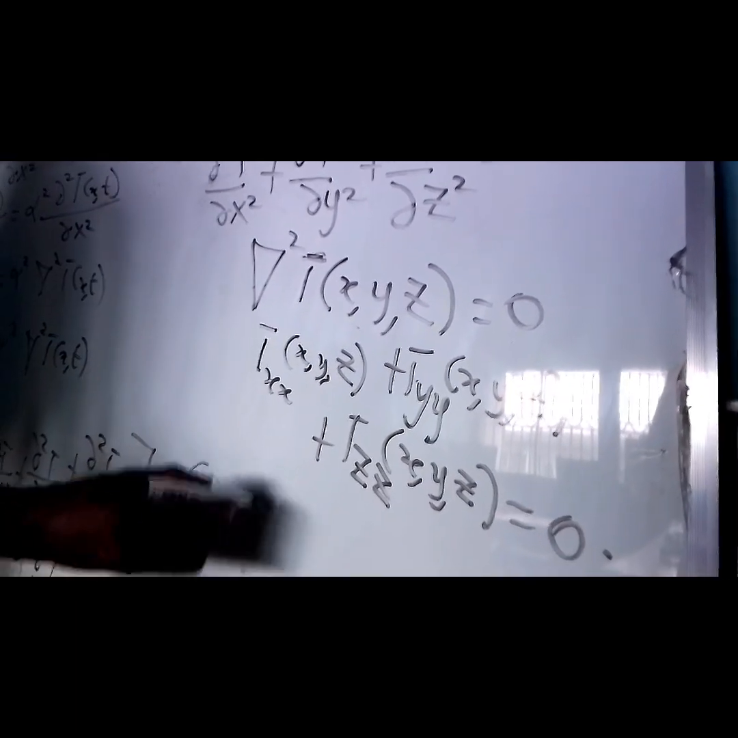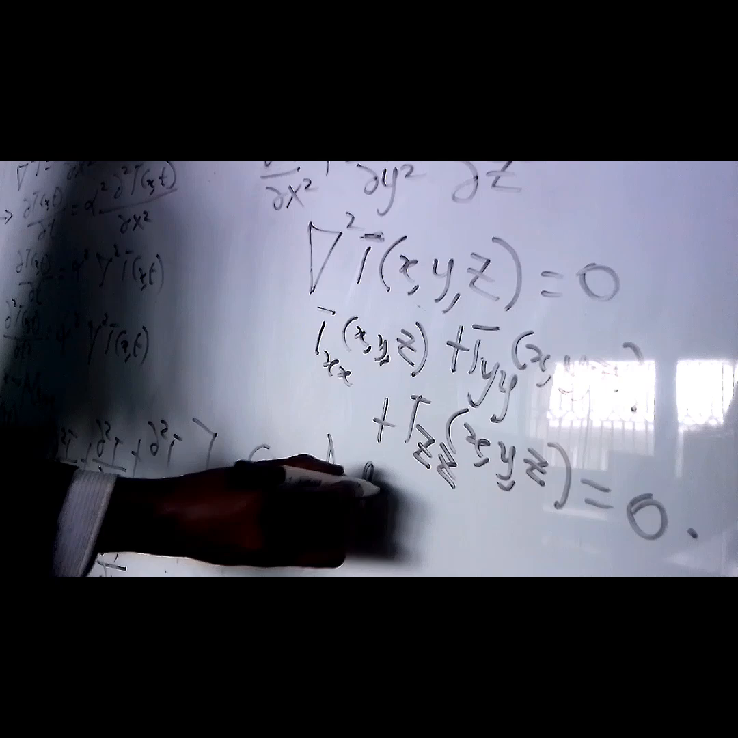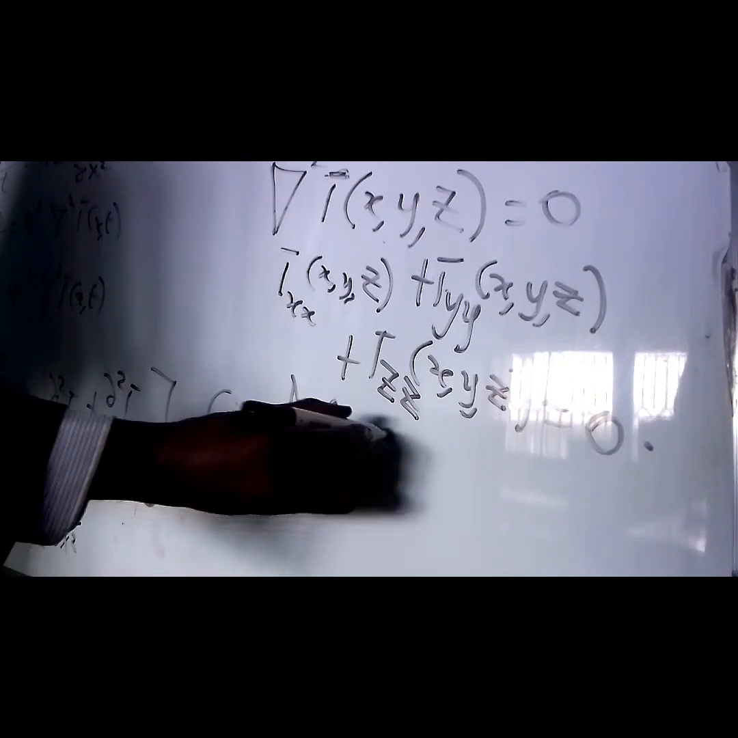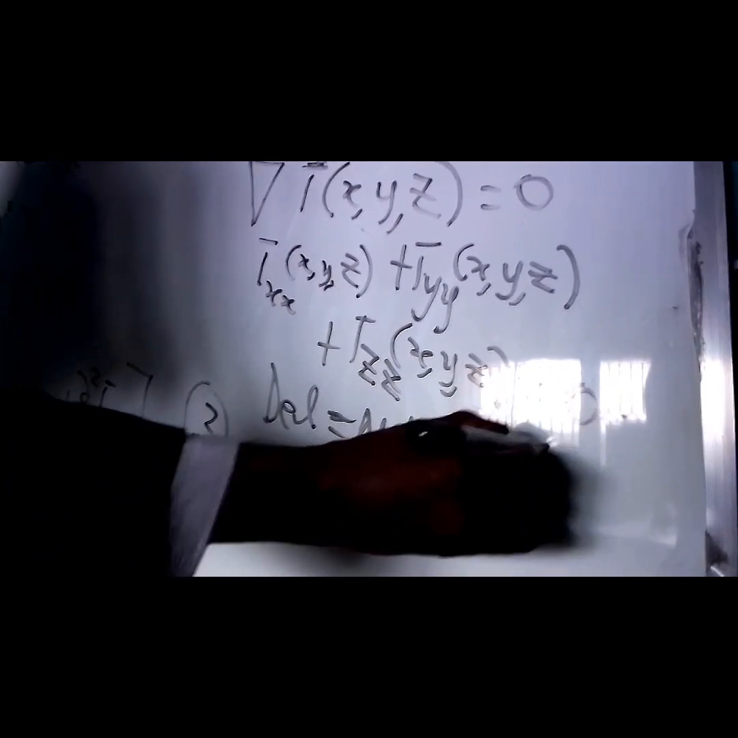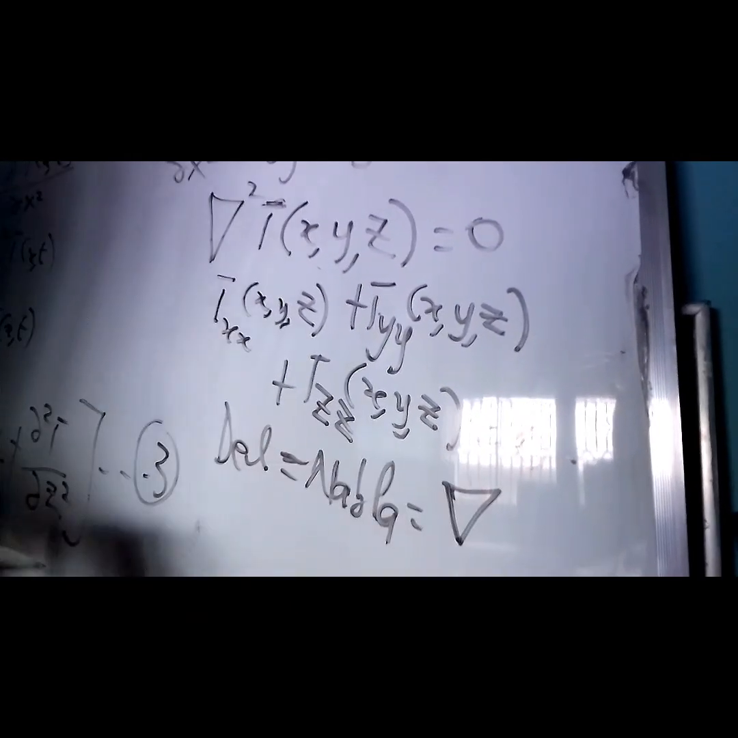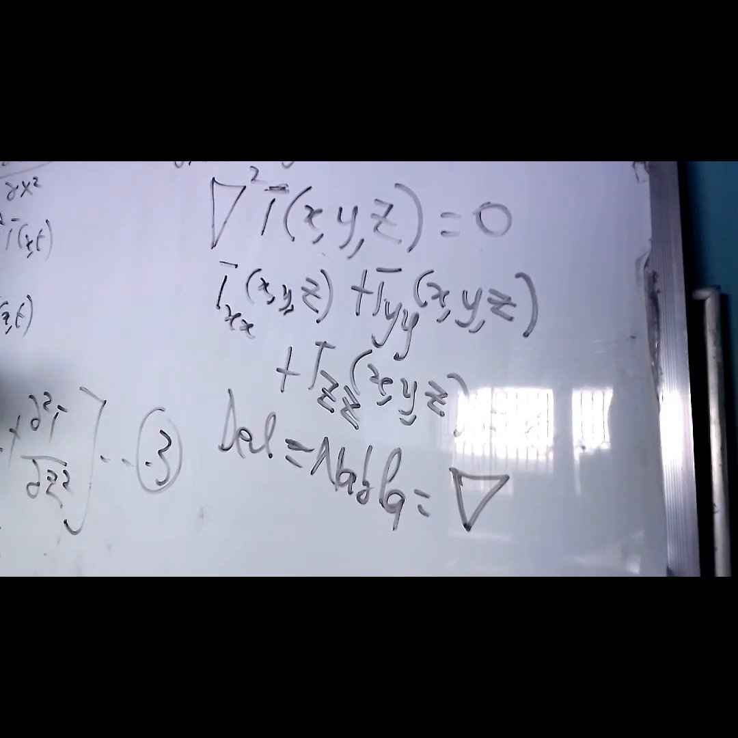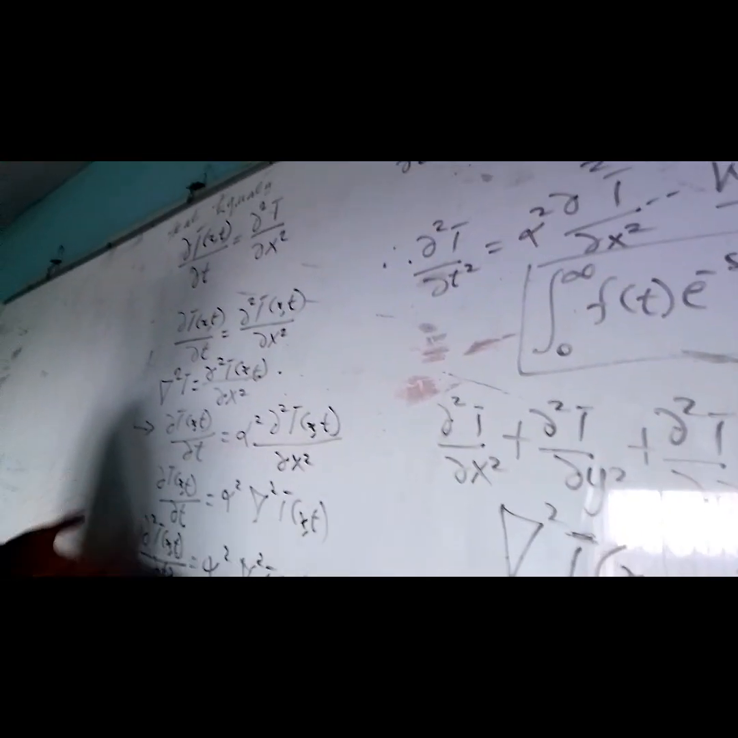Now del is also called nabla, also called the vector operator, and the symbol is nabla. So these are pertinent in partial differential equations as an introduction.